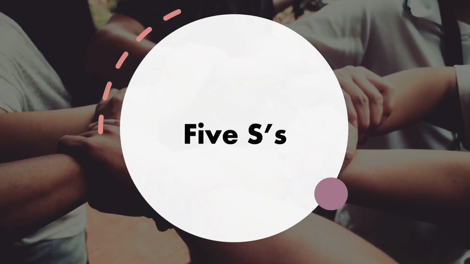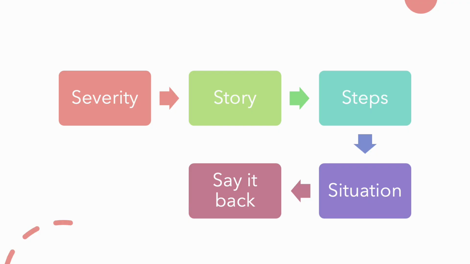You will probably encounter different systems for handoff, but one mnemonic I find useful provides a framework for handoff. It is called the 5S. So the 5S's are: first is severity, then story, then steps, then situation, and finally the receiving person should say it back again.